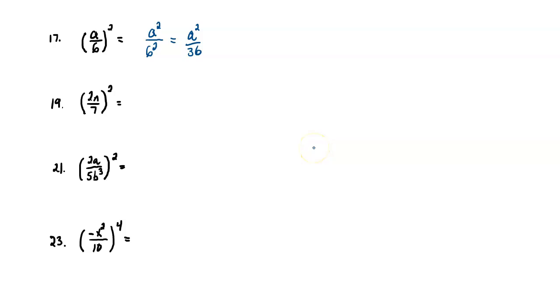Number 19, this is a fraction being raised to a power. You start by taking the numerator and raising it to that power, and then raise the denominator to the power. The numerator has two factors. There's a 2 and there's an n. You need to raise them both to the second power. 2 to the second power is 4. N to the second power is n squared. In the bottom, 7 to the second power is 49.